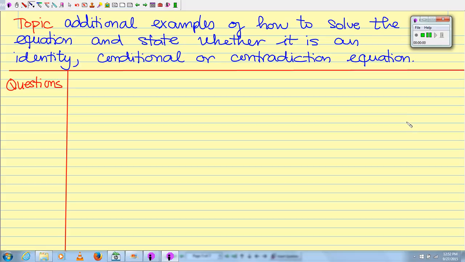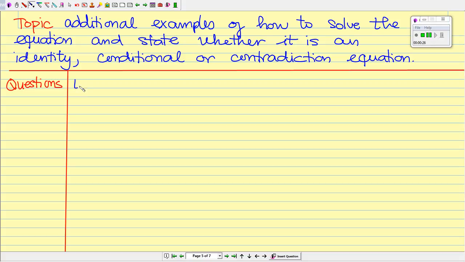The topic for this video, we are going to practice with additional examples of how to solve the equation and say whether the equation that we solve is an identity, conditional, or contradiction equation. Let's begin with example 1.